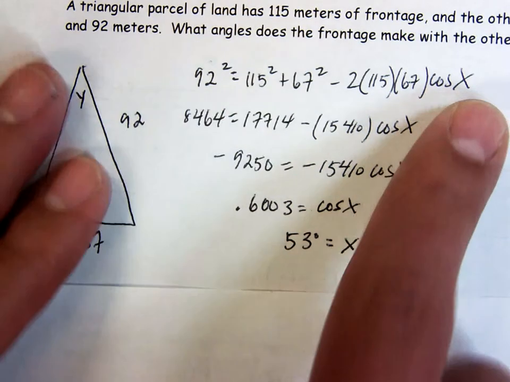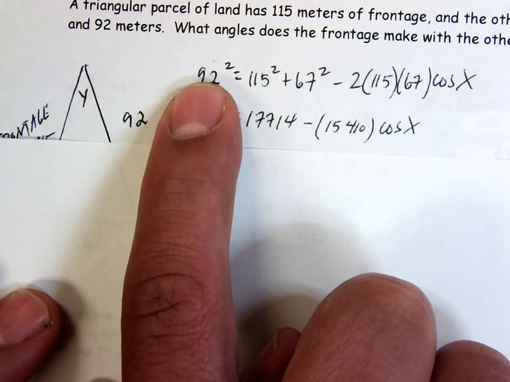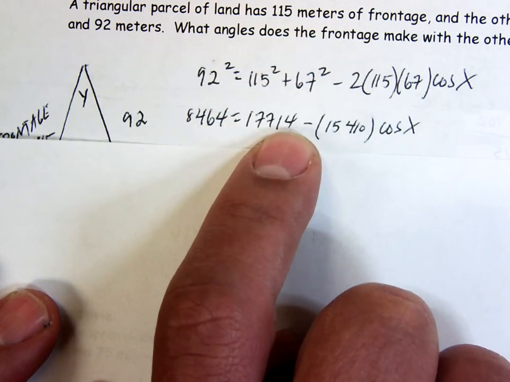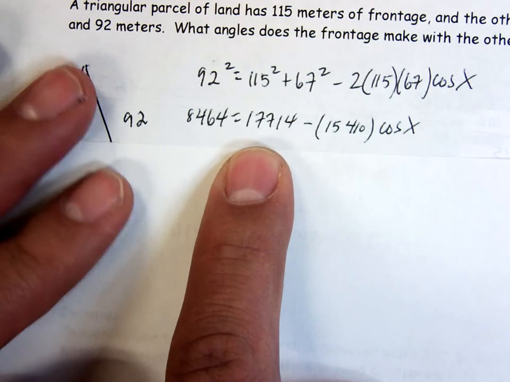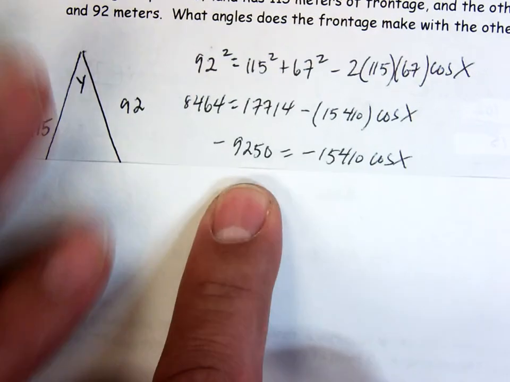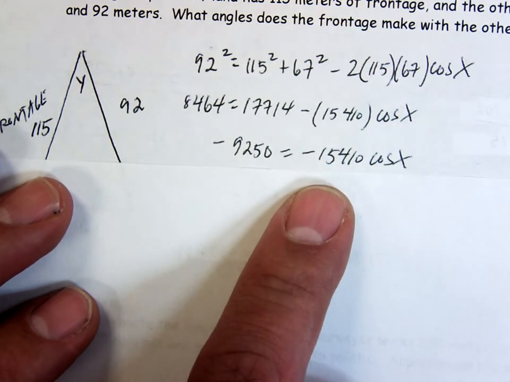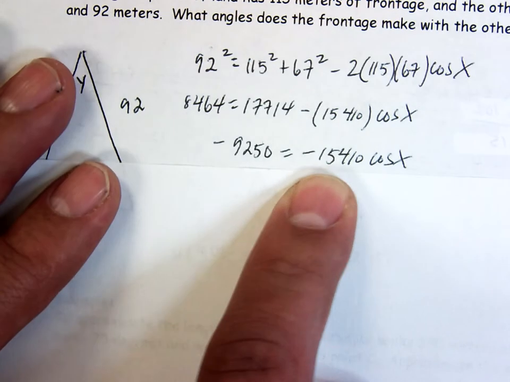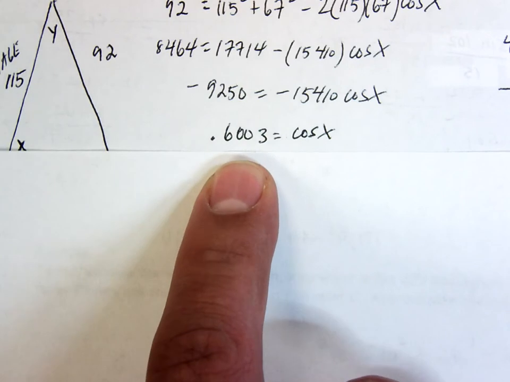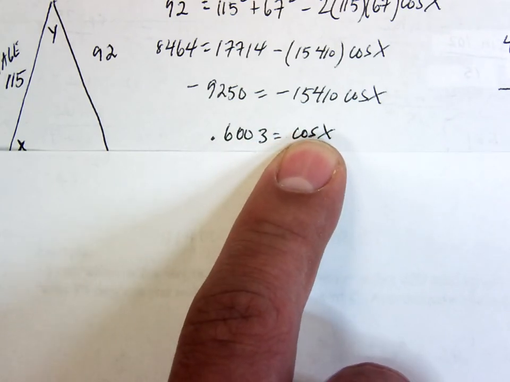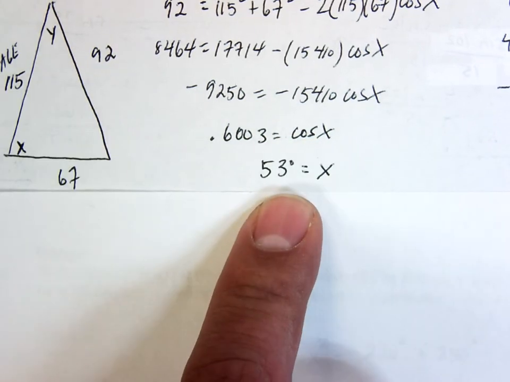Now I just do a whole bunch of simplifying. That's all I'm doing, simplifying everything. I squared that, put it there, I squared these and added them up, and I just multiplied all these out and got there. Now I'm going to subtract 17,714 from both sides, and I now get minus 9,250 equals minus 15,410 cosine x. Trying to get this cosine x by itself, so I divide both sides, and I get 0.6003 is equal to cosine x. So now I hit second cosine, 0.6003, and I get that x is equal to roughly 53 degrees.